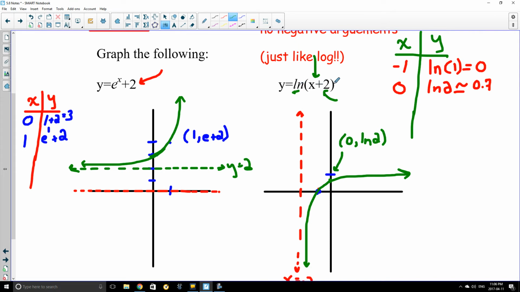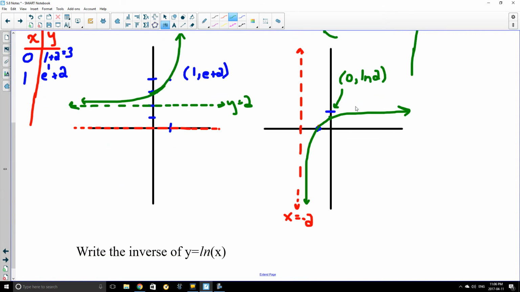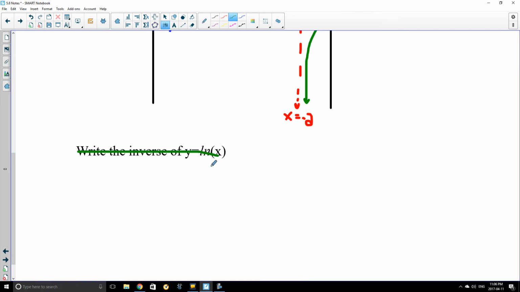I think I covered everything there. We can just ignore that for now. Writing the inverse, right, I just said we would ignore it. There.